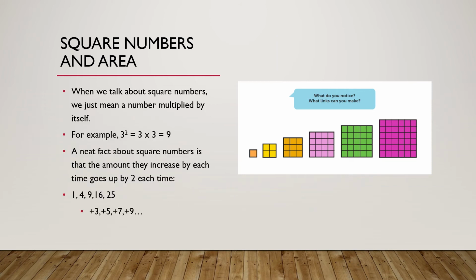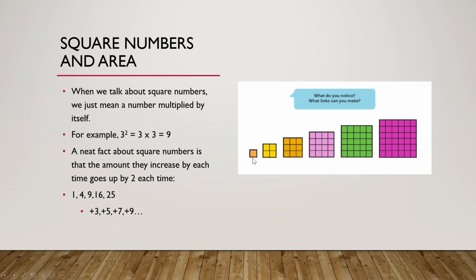Now, when we talk about square numbers, we just mean multiply by itself. So 3 squared, with this little 2 up here, means 3 times 3 equals 9. That's this one here. Now, a neat fact about square numbers is that the amount they increase by each time goes up by 2. So here we go: 1 plus 3 is 4. Add a 2 to that to make it 5. Plus 5 is 9. Plus 7 is 16. Plus 9 is 25. Plus 11 is 36, and so on.